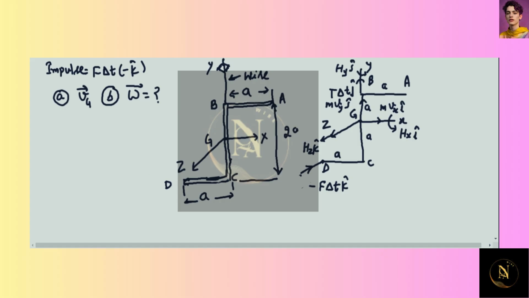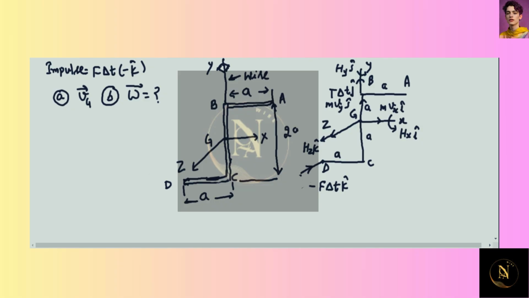Hi friends, here it is given. A uniform rod having the total mass m is bent in a shape as shown in the figure. It is suspended by using the wire at V. The bent rod is hit at D point, which gives the impulse F delta T in the direction perpendicular to the plane of the rod along the negative Z axis. We have to calculate the velocity of center of mass and the angular velocity.